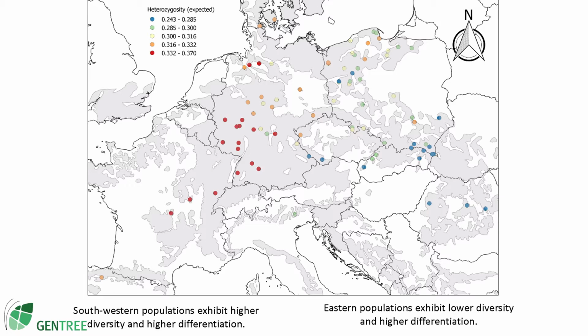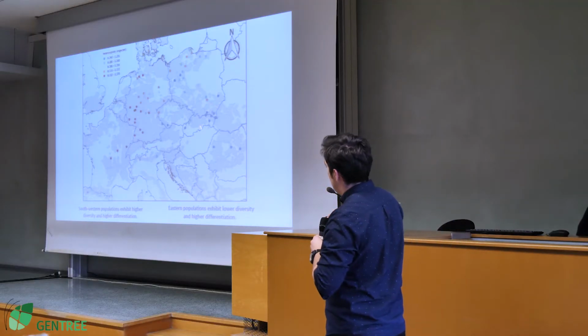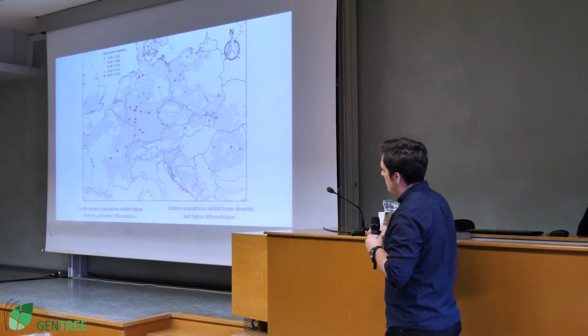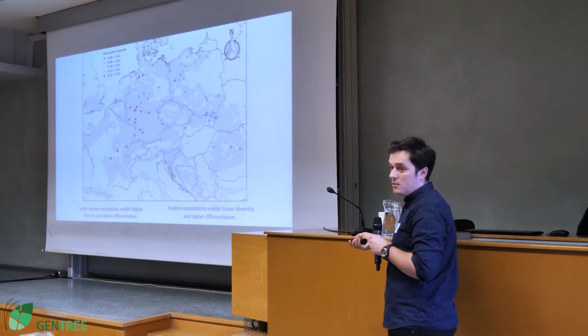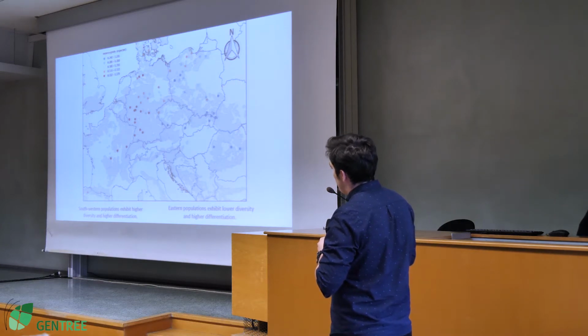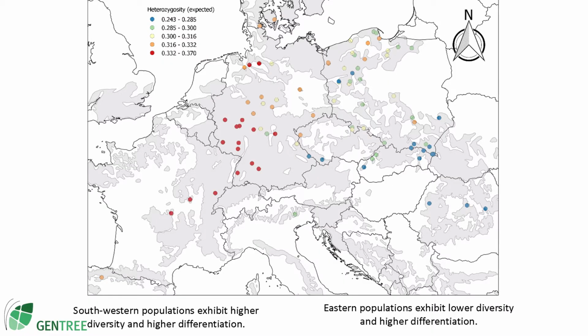Here we have put the heterozygosity. The heterozygosity of the eastern populations is quite low, same as allelic richness. We have a very high FST in the eastern populations. So I think we can say that the populations here are under threat, because in the case of any dramatic events, the genetic diversity may not be enough for these populations to survive.